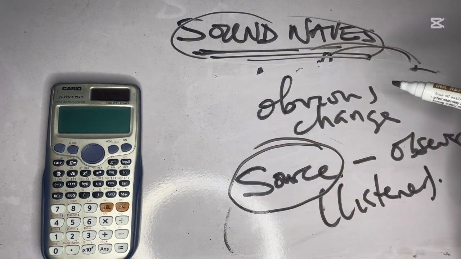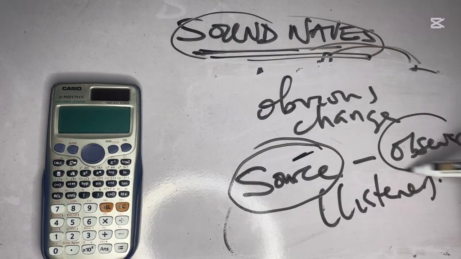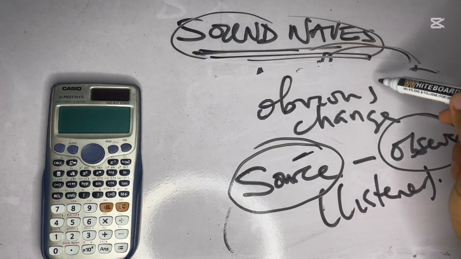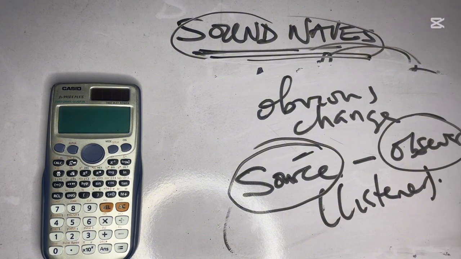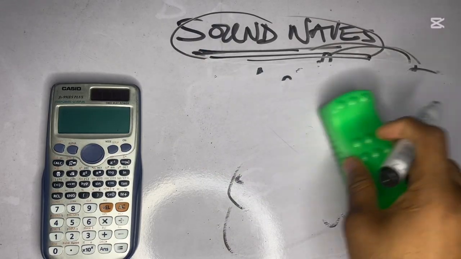An obvious change is not one that you didn't really notice. So it's an obvious change between the source and the observer, the listener. That obvious change is what we call the Doppler effect. So it's very important to note that.